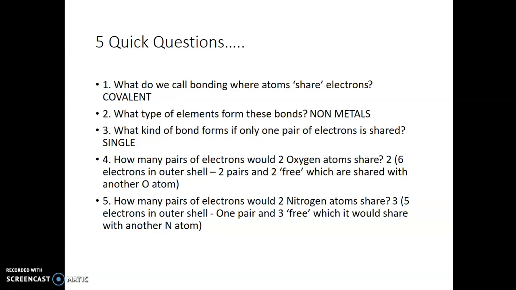Likewise, question 5, how many pairs of electrons would nitrogen atoms share? They would share 3 pairs, so they would have a triple covalent bond between them, because nitrogen has 5 electrons in its outer shell, 1 pair, and 3 free electrons, which they then share with the other nitrogen atom, giving them, again, effectively 8 electrons in their outer shell, because they've got the pair of their own, with 3 others that they already had, and they're sharing another 3 with the other atom. Okay, so hopefully we're quite clear on covalent bonding, shared electrons between non-metal atoms.